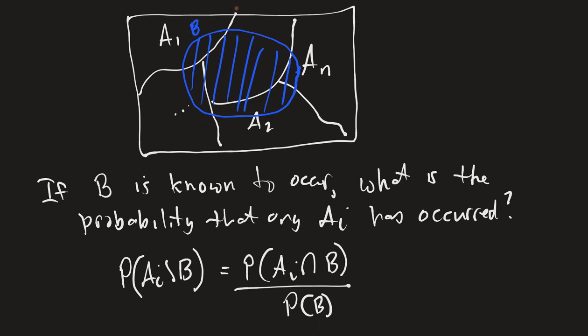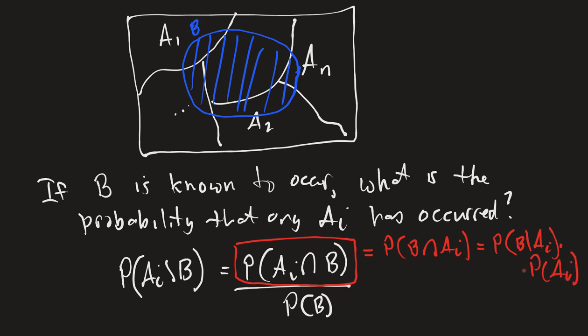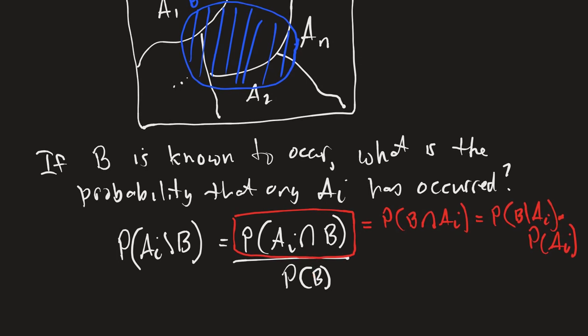Now, when we started, we said that this is the same as the probability of B intersect A sub I, because that's one of our properties of the intersection. And then this can be written as the probability of B given A sub I times the probability of A sub I. This is what I reminded you of earlier with the definition of conditional probability, that we can write these two in different ways. And make sure that this is a times. So that's what we can do with the numerator.